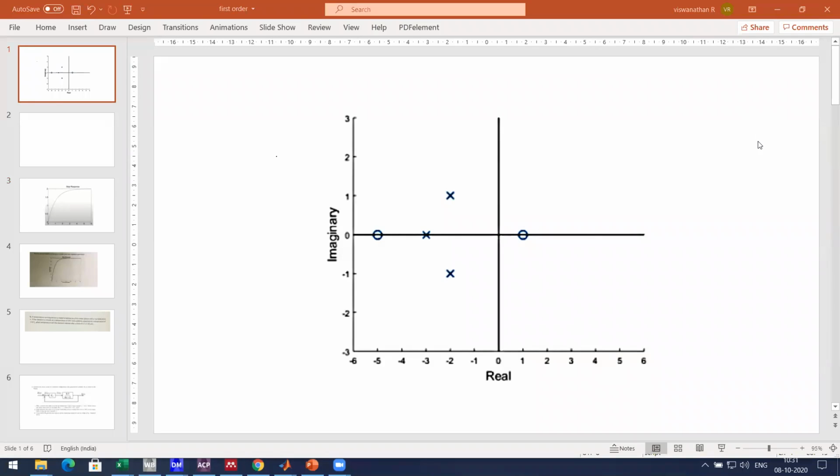So I just wanted to discuss only one question from that test because most of you had done it wrong. Are you able to see the screen? Yes, sir. Okay.